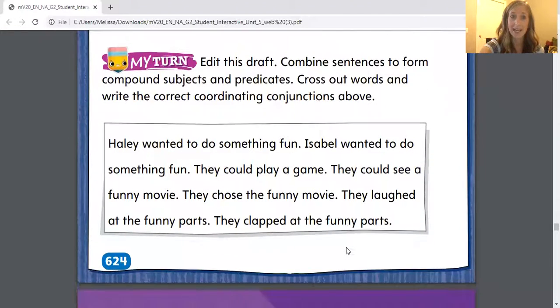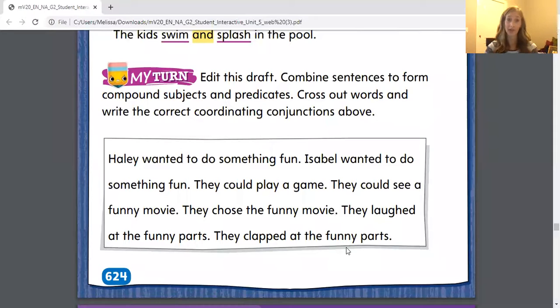So your job today is to edit this draft. You might have to combine sentences to form compound subjects and predicates. You might have to cross out words and write the correct coordinating conjunctions above. Okay, let's go ahead and read this first, and then we'll go back and work on our editing.